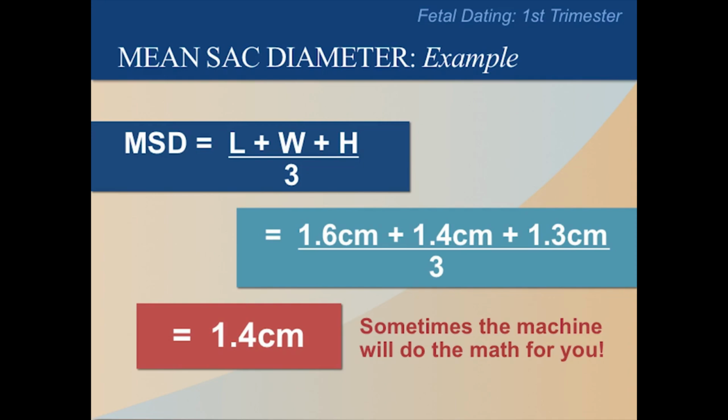Please pause the video now to use your gestational sac measurement chart to estimate the gestational age that corresponds with this mean sac diameter. The answer is 5.6 weeks.